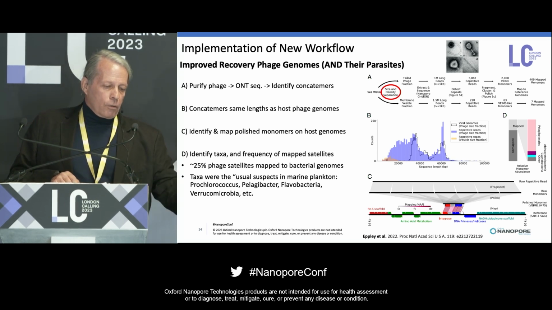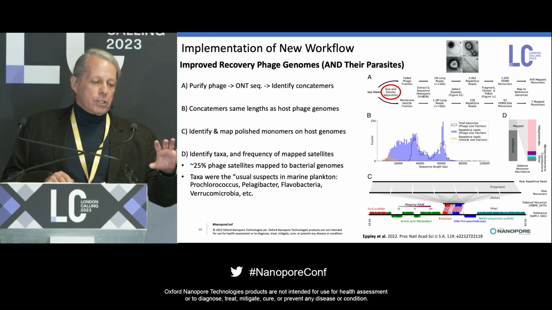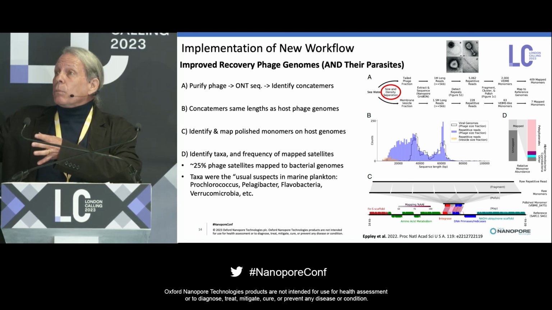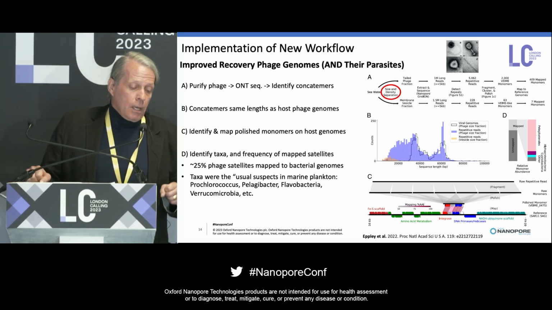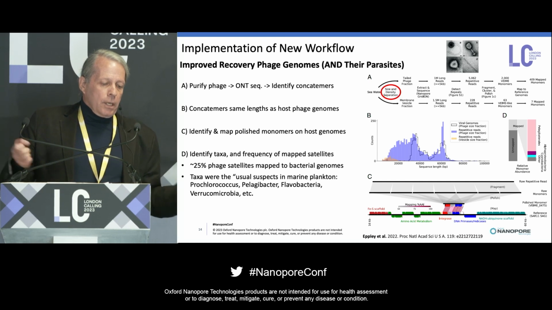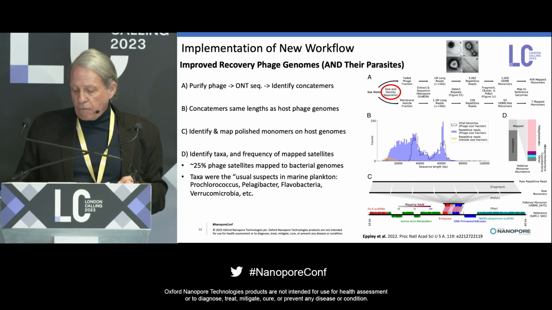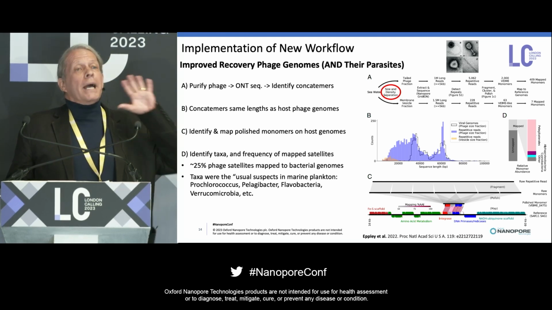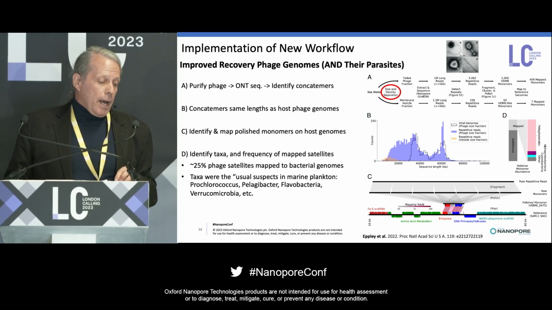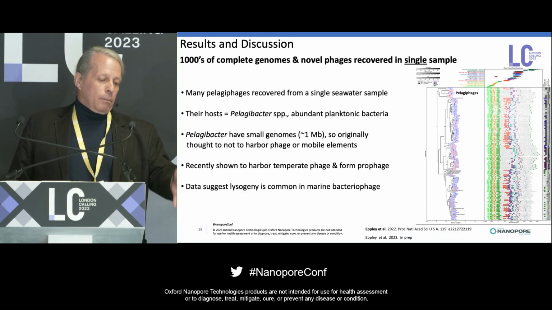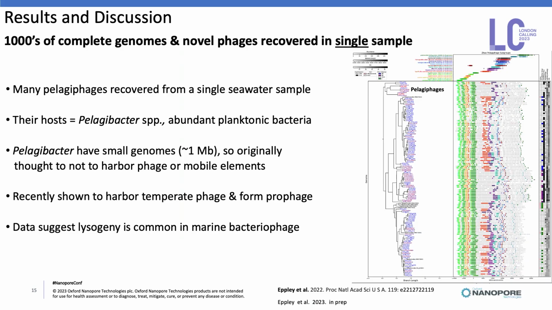And this is our workflow, and basically after purifying the phage, we sequence them, we get full-length phage genomes as well as full-length concatemers of these phage parasites. And we were able to take then the monomers, map them back onto genomes to see what genomes they reside in. And in fact, these particular phage satellites fell into some of the most common bacteria that reside in seawater, and so they appear to be pretty common. I don't have time to talk about the phage, but this is an example of alignments of some of the pelagiophages that we found out in these environments.